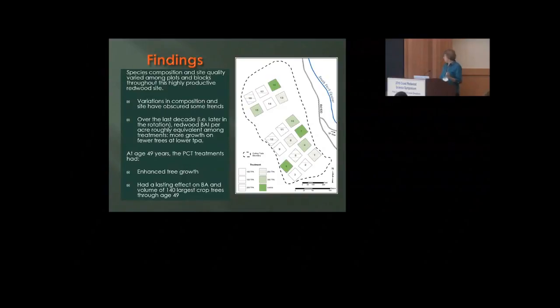And then we can certainly say with the ANOVA test and the work that I worked on that pre-commercial thinning definitely enhanced average tree diameter through time. And now that we're looking at the 140 trees per acre, the crop trees, the focus trees, we also saw the basal area was significantly different, and that cubic foot volume was as well.